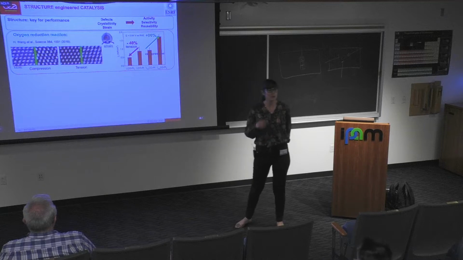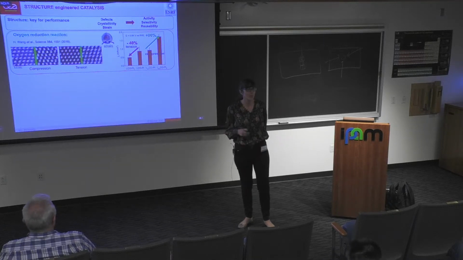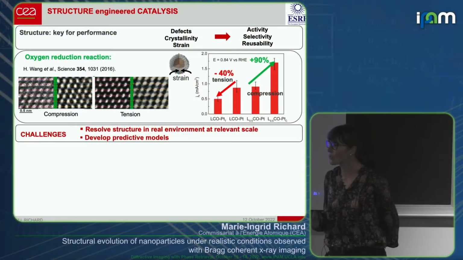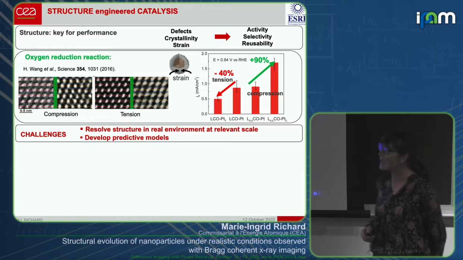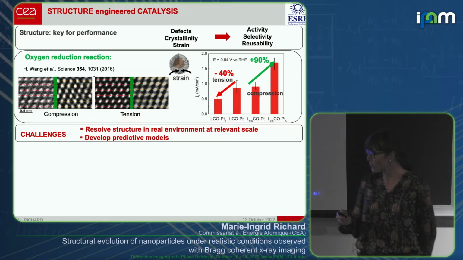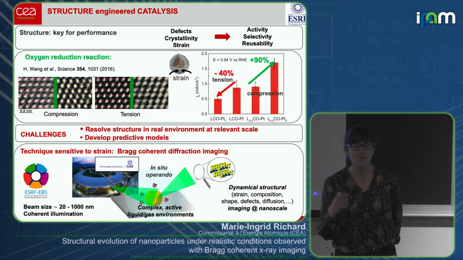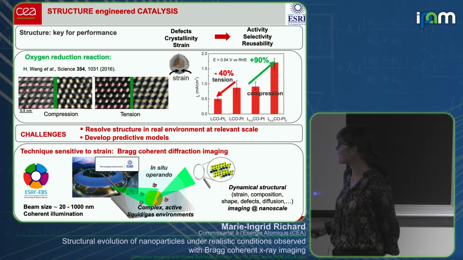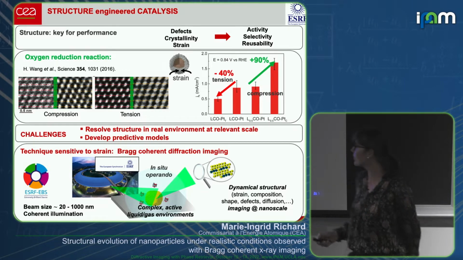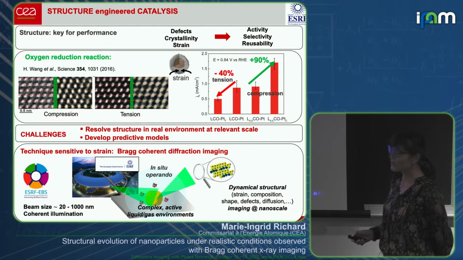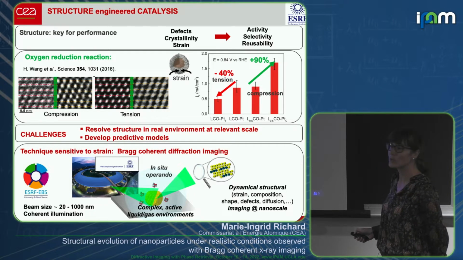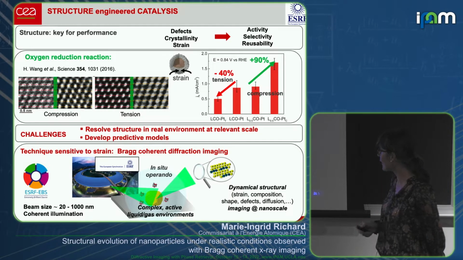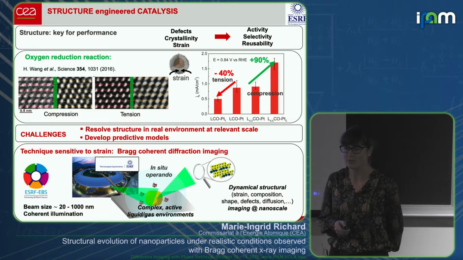So now it's quite well understood that the structure can be key for the performance of nanocatalysts, but there are still some challenges, which are to resolve the structure in a real environment at relevant scale and to develop predictive models. For this, we need a technique which is sensitive to the structure and to strain, and the technique is Bragg coherent diffraction imaging. We need a small beam, the size of a particle, with coherent illumination. With X-rays, it's very nice because it can be applied in situ, operando, in complex, active, liquid, gas environments. And what we get is dynamical structural imaging at the nanoscale.